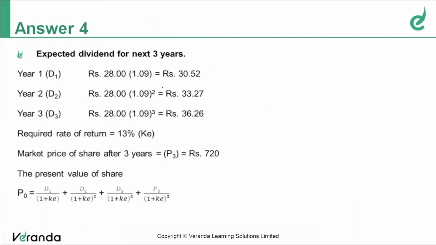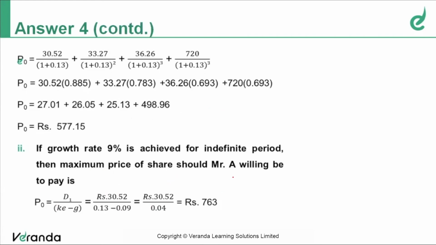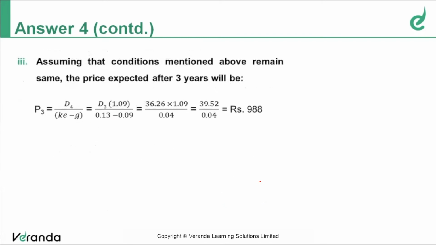Thus you see 30.52, D2 and D3, and we are expected to arrive at the present value of the cash flows. That resulted in 577.15, 763, and lastly P3, D4 divided by KE minus g, 988.